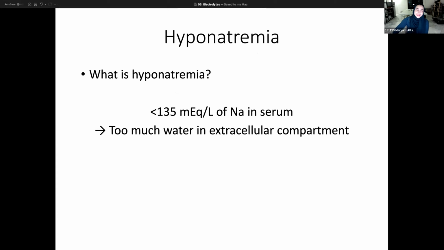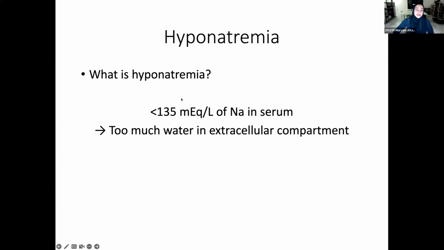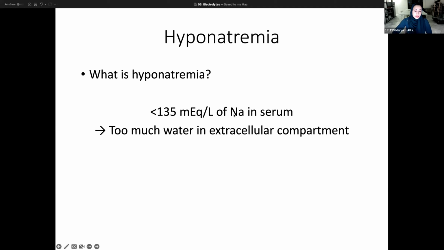I'm sorry. So less than 135 milliequivalents per liter of sodium in the serum. The normal is 135 to 145. So less than 135 is hyponatremia. Essentially what this means is that there's too much water in the extracellular compartment. So you're diluting the blood. You have either too much water or too little sodium.